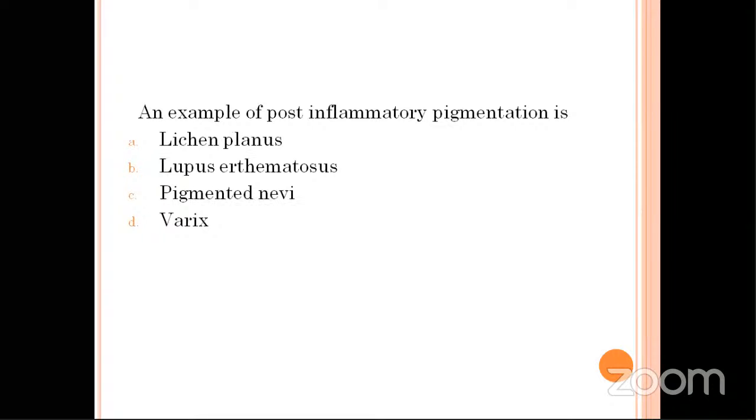An example of post-inflammatory pigmentation is lichen planus, lupus erythematosus, pigmented nevi, varix. So pigmented nevi is normal, and lupus erythematosus and lichen planus come under it, it is actually considered. But here the correct option is lichen planus. So lichen planus appears as either white or erythematous areas in the skin and the oral cavity, and when it is treated properly with steroids, during the healing phase, it will be dark brown or black in color, which shows that the lesion is healing.